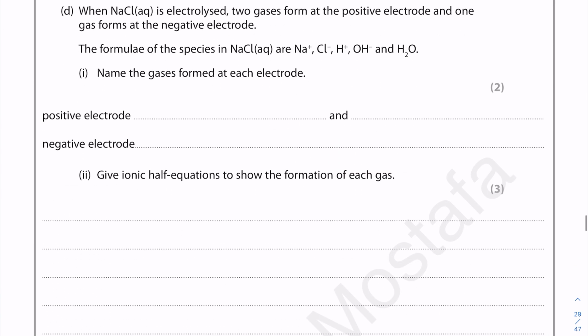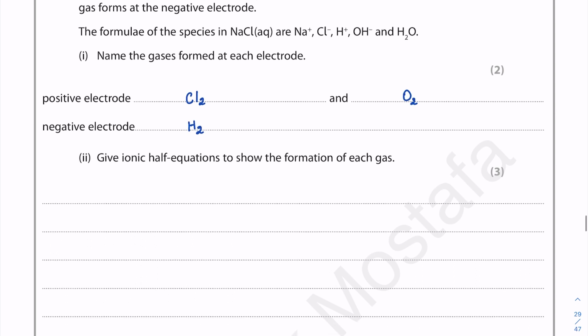عندنا question D. When sodium chloride solution is electrolyzed, two gases are formed at the positive electrode and one gas forms at the negative electrode. The formula of the species in sodium chloride aqueous are Na positive, chloride negative, H positive, hydroxide negative, and water. Name the gases formed at each electrode. طبعا عند البوزيتيف electrode لو السوليوشن concentrated هتبقى كلورين، ولو diluted هيبقى الأكسجين. النيجاتيف electrode بيطلع عند diluted و concentrated الهيدروجين.